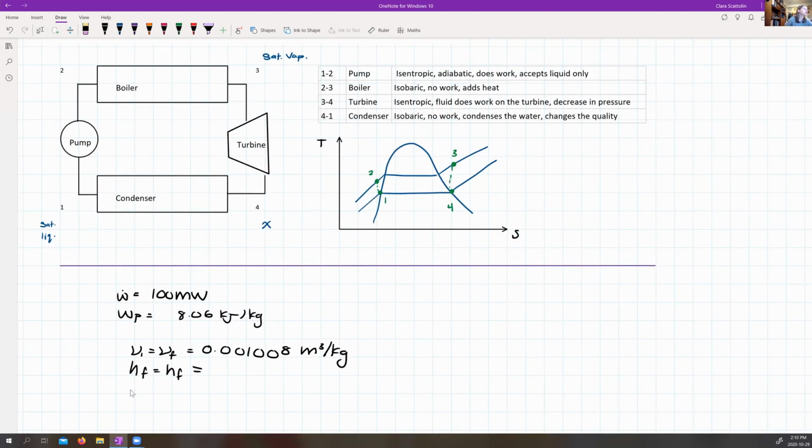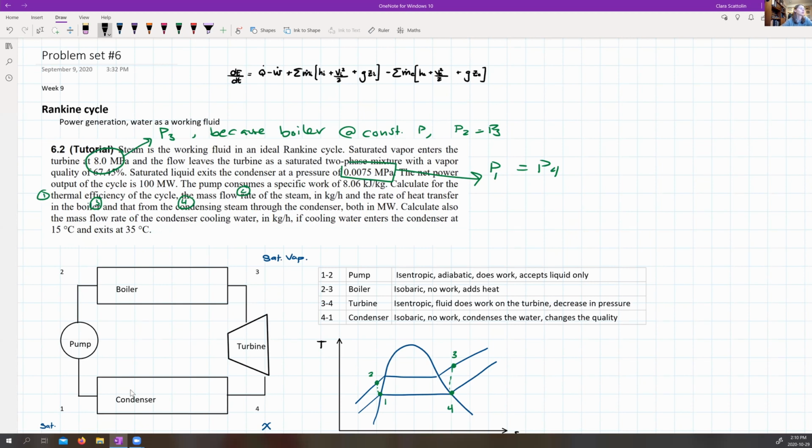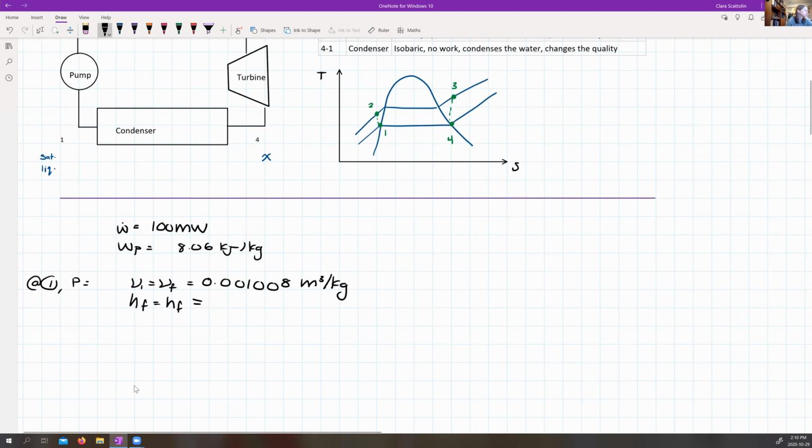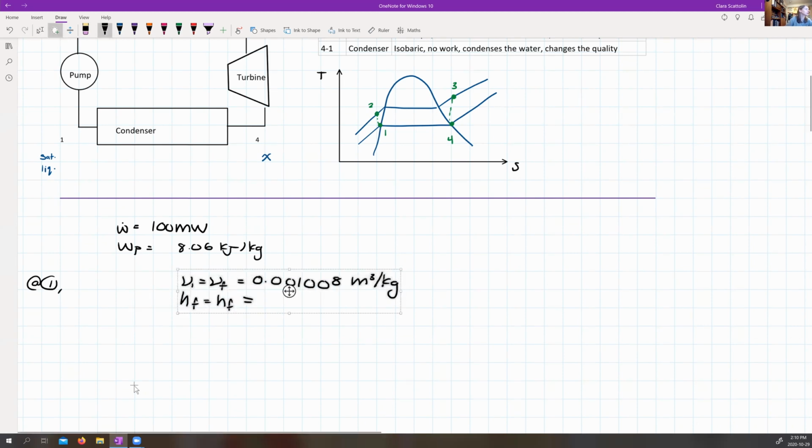So I'm just going to rephrase this so that it's a little clearer where I'm getting my numbers. At state 1, we know that pressure 1 is 0.0075, 7.5 kPa. And knowing that it's a saturated liquid, I can get those numbers. Hf is 168.79.